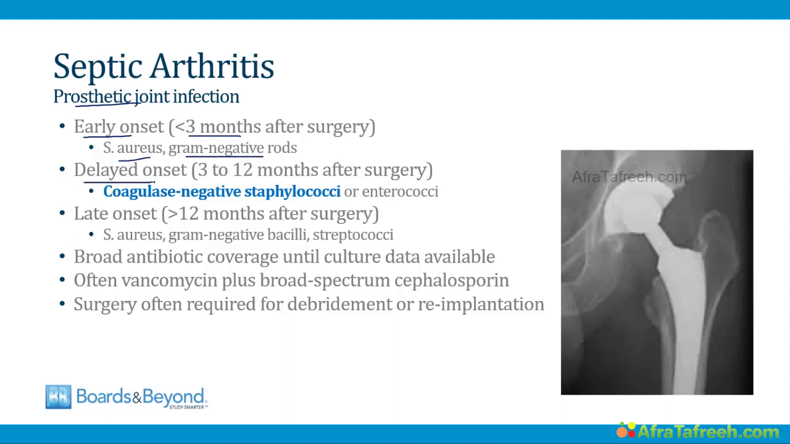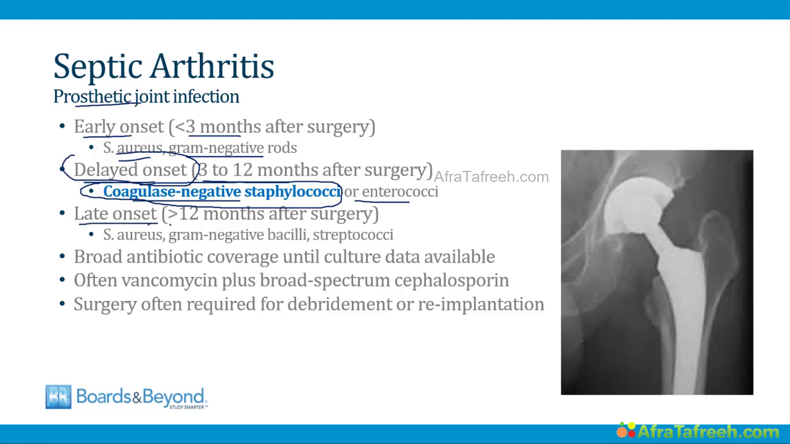Delayed onset septic arthritis is septic arthritis that occurs 3 to 12 months after surgery. And in these cases, you have to consider coagulase negative staphylococci or enterococci. Coagulase negative staph in particular are very difficult to treat. They form biofilms on prosthetic joints, and they usually lead to a delayed onset septic arthritis.